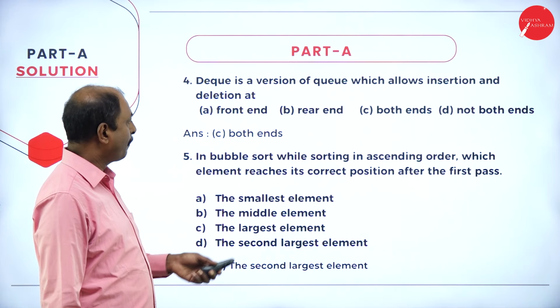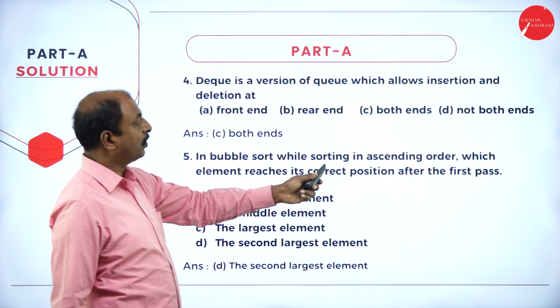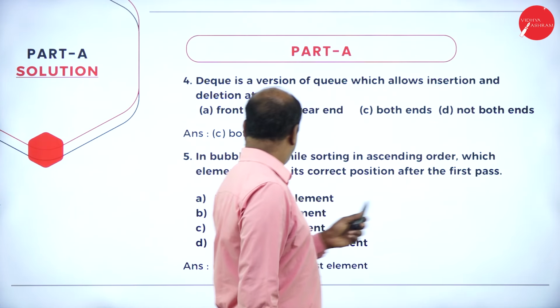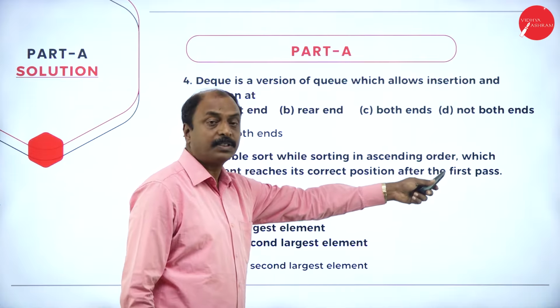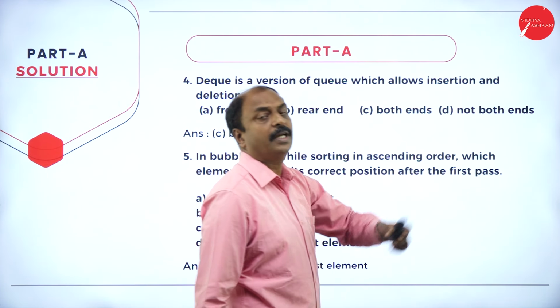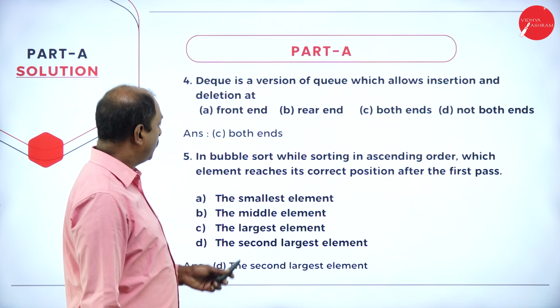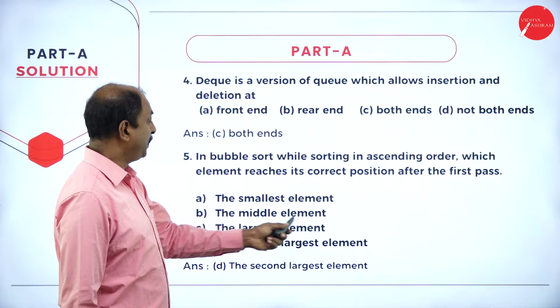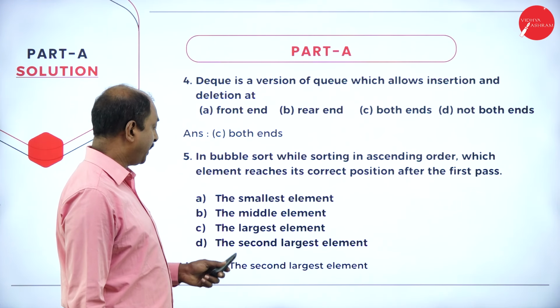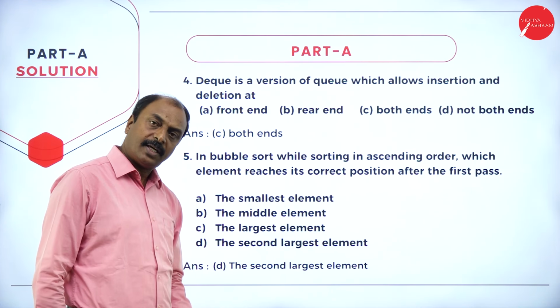Question number 5. In bubble sort, while sorting in ascending order, which element reaches its correct position after the first pass? Means after first iteration. So the options are the smallest element, the middle element, the largest element, and the second largest element.